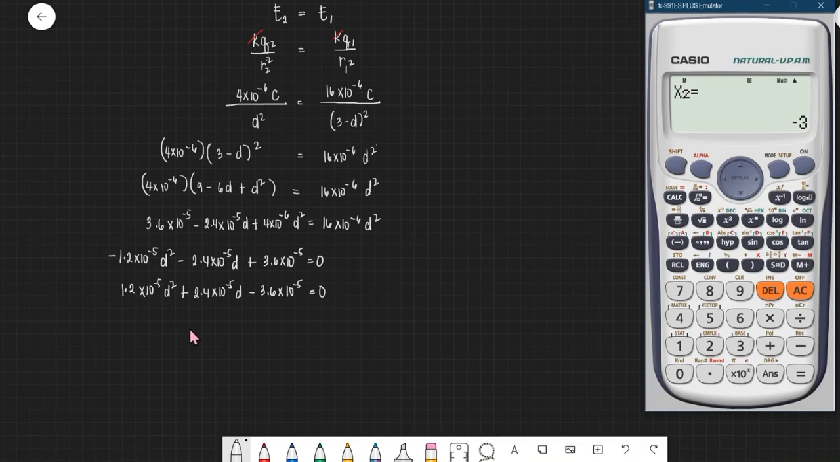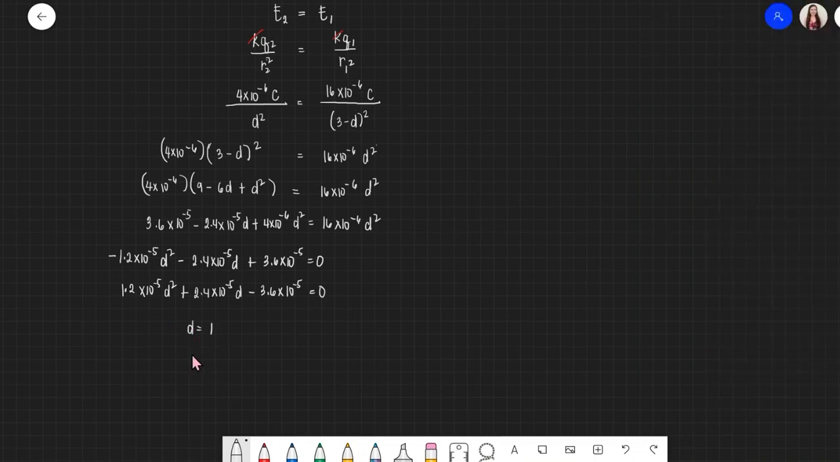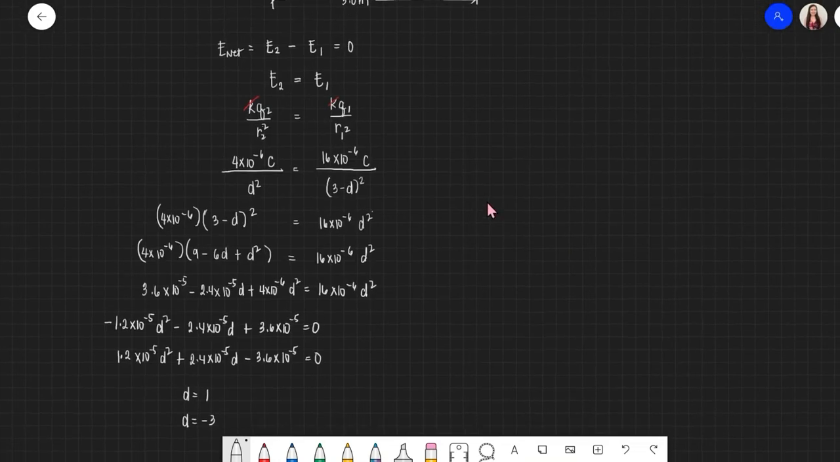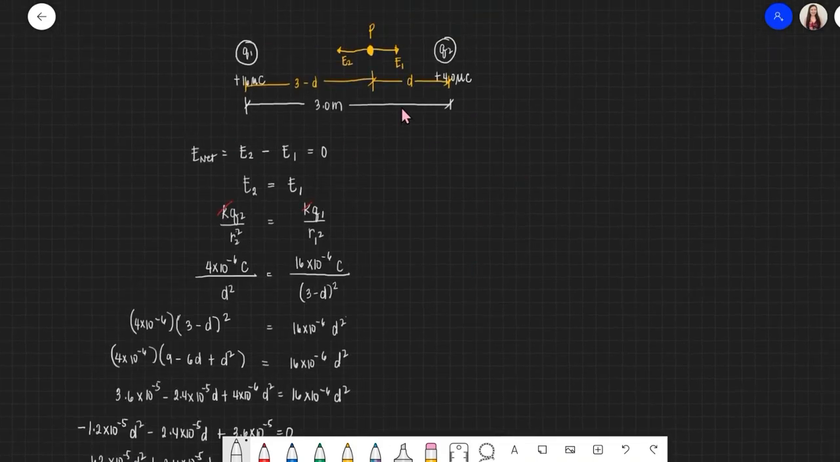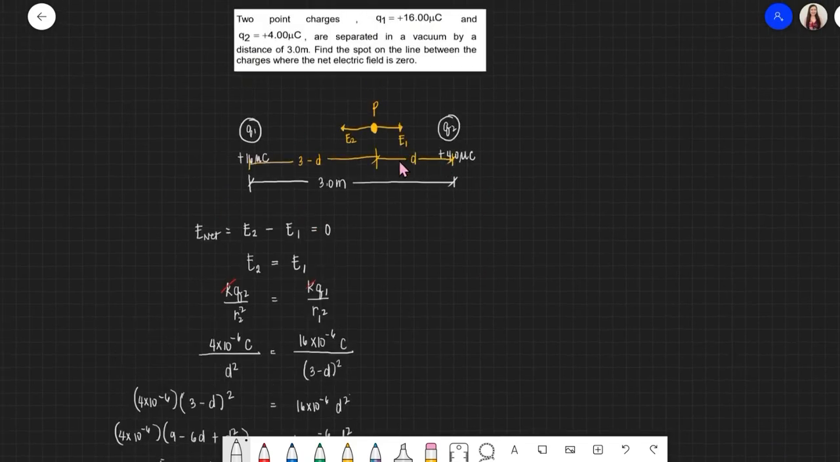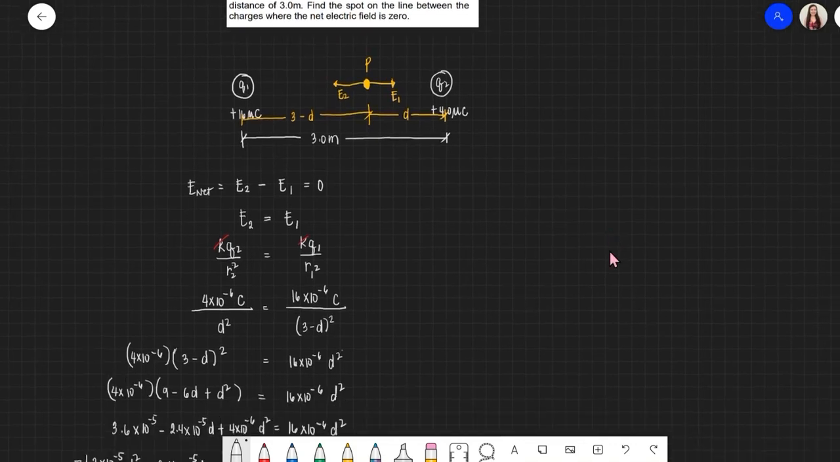Okay, so D is equal to 1 and D is equal to negative 3. We have no negative distance here, so this is extraneous. So our answer is D equal to 1, which means that the spot on the line between the two charges where the net electric field is 0 is 1 meter away from Q2 and 2 meters away from Q1.